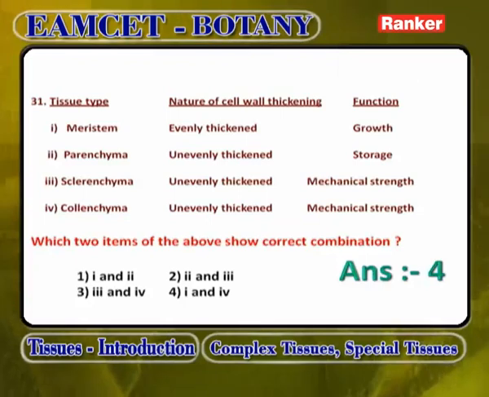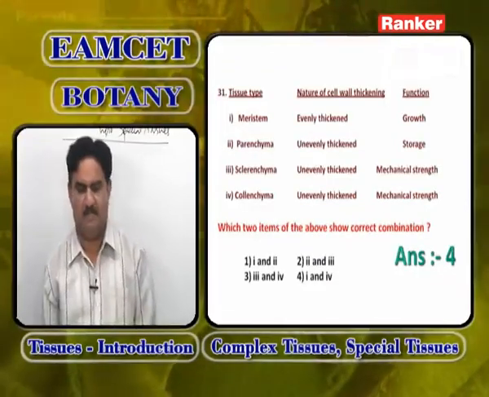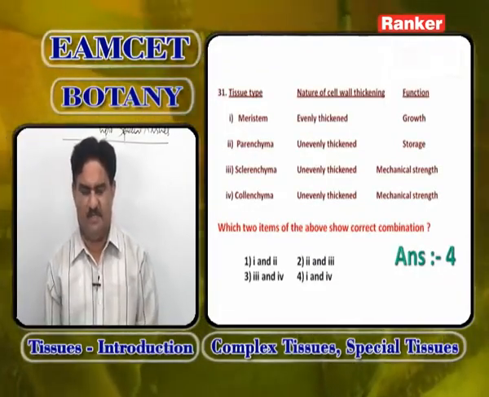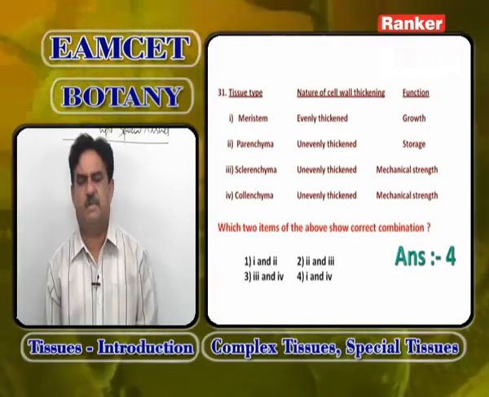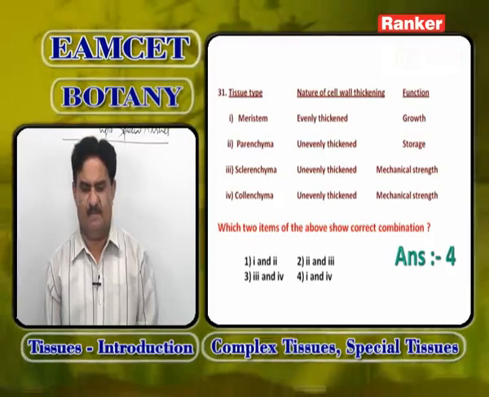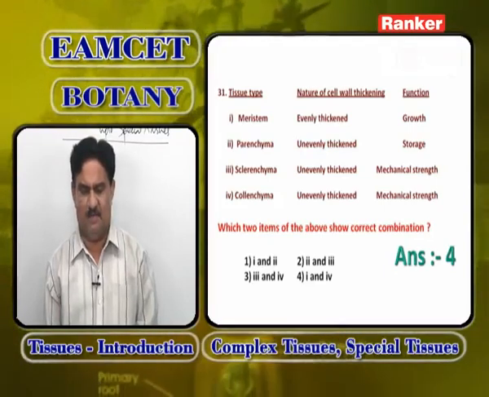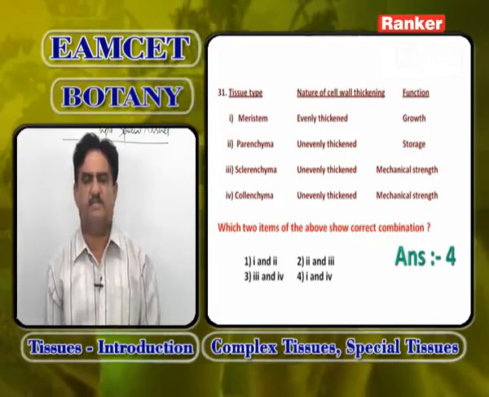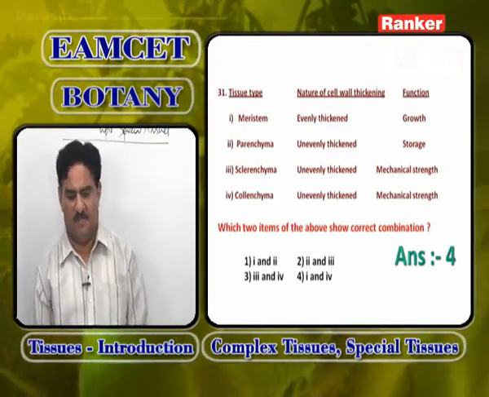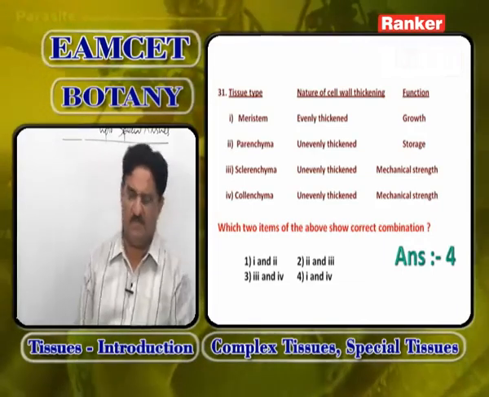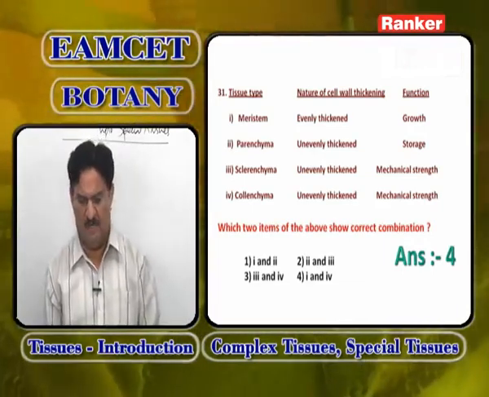This is a 3-column matching: tissue type, nature of cell wall thickening, function. Meristem evenly thickened helps in growth. Parenchyma unevenly thickened helps in storage. Sclerenchyma unevenly thickened mechanical strength. Collenchyma unevenly thickened mechanical strength. Parenchyma unevenly thickened storage is wrong. Sclerenchyma unevenly thickened mechanical strength is wrong. Meristem evenly thickened helps in growth is correct. Collenchyma unevenly thickened mechanical strength is correct because collenchyma is a living mechanical tissue. So the two correct combinations are 1 and 4.